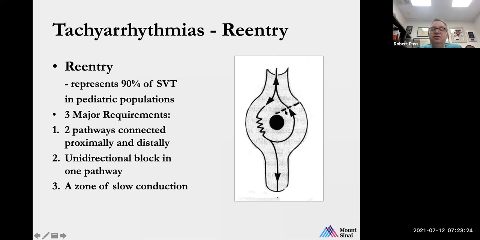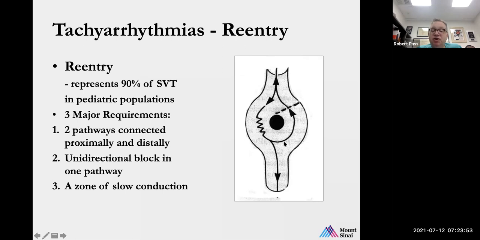Second, you have to have unidirectional block in one pathway. And what does that mean? It means that if both pathways, assume that this area on the left side and the right side are two pathways, if I'm pacing in the atrium up here down to the ventricle, imagine this is the AV node. If I'm pacing and going down two pathways at the same time, there is no way for reentry to occur because both will be depolarized at the same time, meaning both will be refractory.